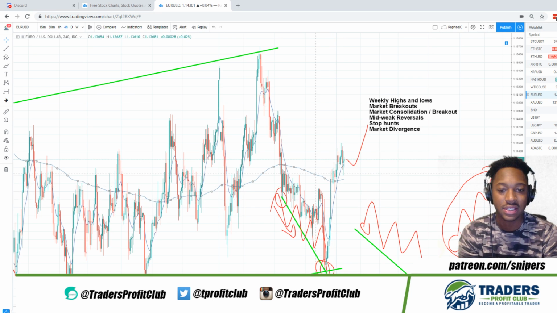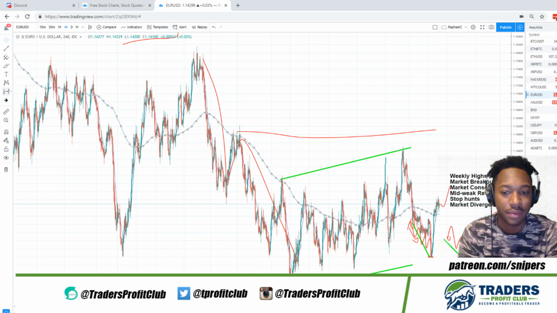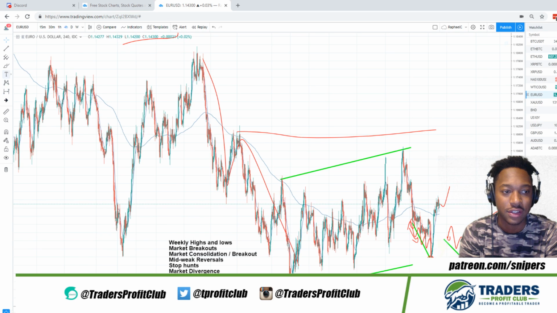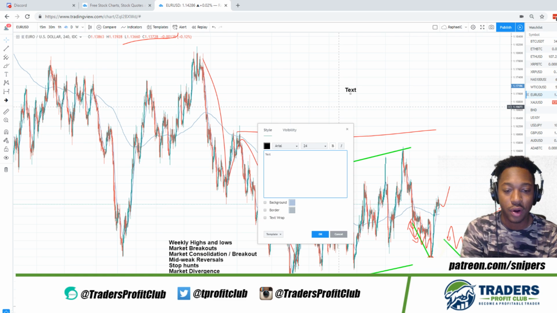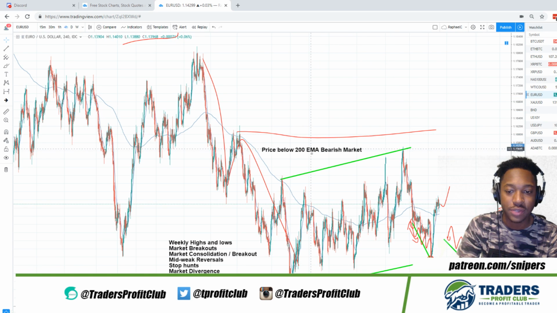So that being said, price is in a bearish trend. As you guys know, I'm going to put some notes on here for you guys, as visible as possible. So price below the 200 moving average EMA means a bearish market, right? If price is below the 200 EMA, we're in a bearish market, right?